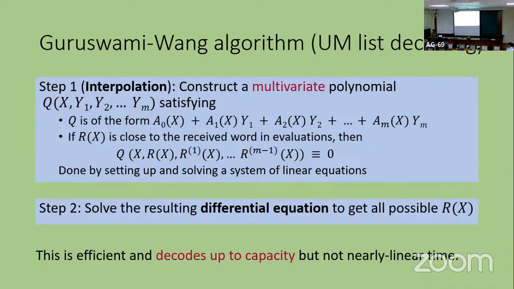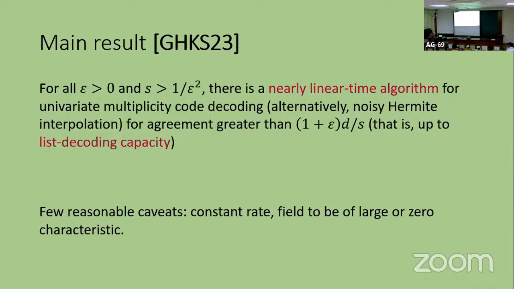But it's not nearly linear time. Our goal is to make it nearly linear time. That is exactly what we did. So for any epsilon, going arbitrarily close to capacity, there is a nearly linear time algorithm for doing this job, this univariate multiplicity code decoding. And a couple of caveats, which are reasonable: constant rate and the field to be of large characteristic. This is so that the interpolation goes through properly.